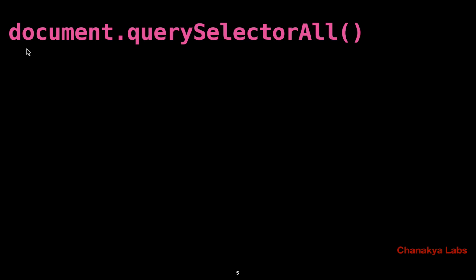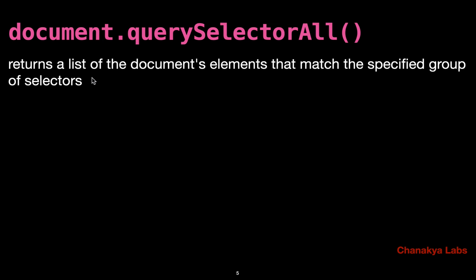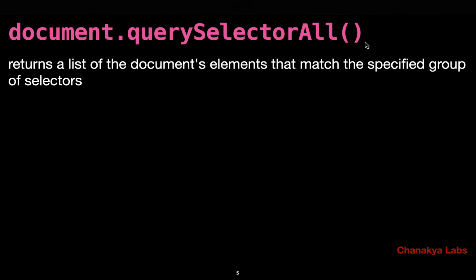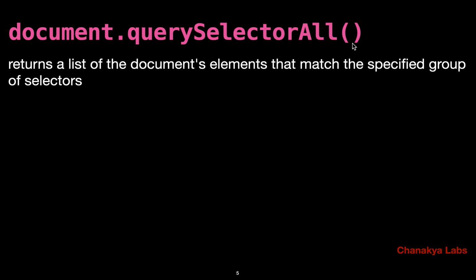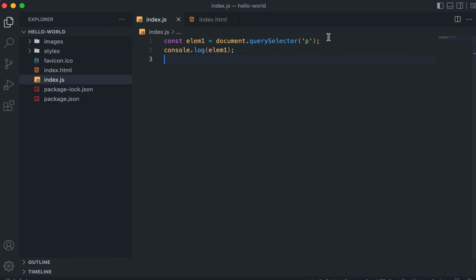Now let's have a look at something called querySelectorAll. This is also another method available on the document object, where it is just an extension of the earlier querySelector. Rather than simply getting the first match, it returns a list of all the elements which are matched, as per whatever selectors you pass in the argument.